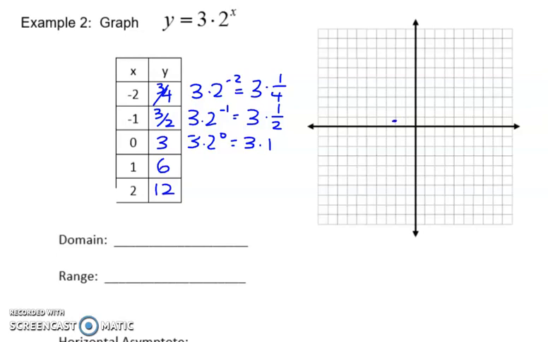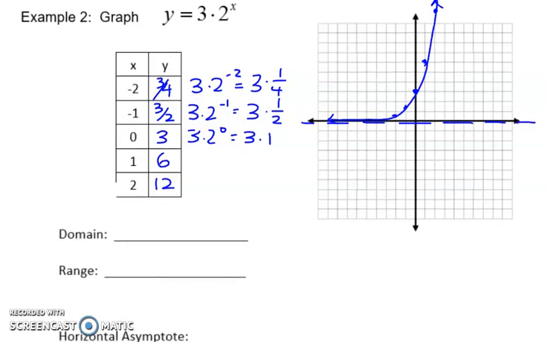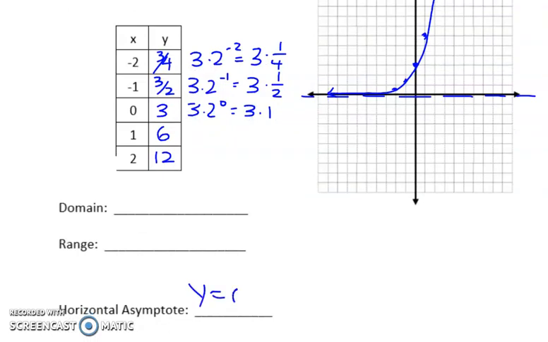So graphing that, notice at 0 it crosses at 3 this time instead of at 1. And each time we move to the right, we multiply that by 2 each time. And that's because 2 is the thing that is being raised to the power. We still have that horizontal asymptote at y equals 0. Our domain is still going to be all reals. And the entire graph is going to be above that horizontal asymptote, so y is greater than 0.